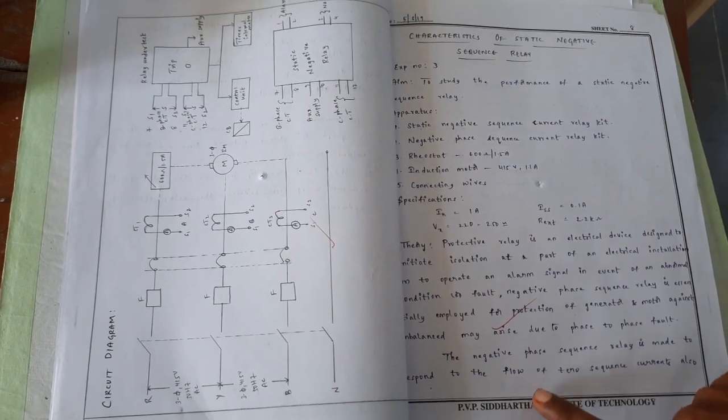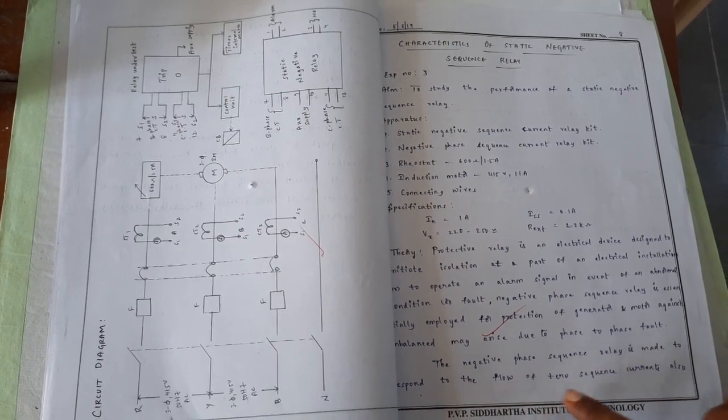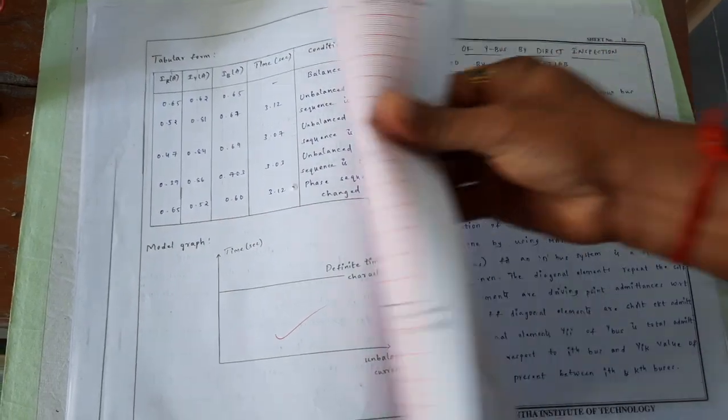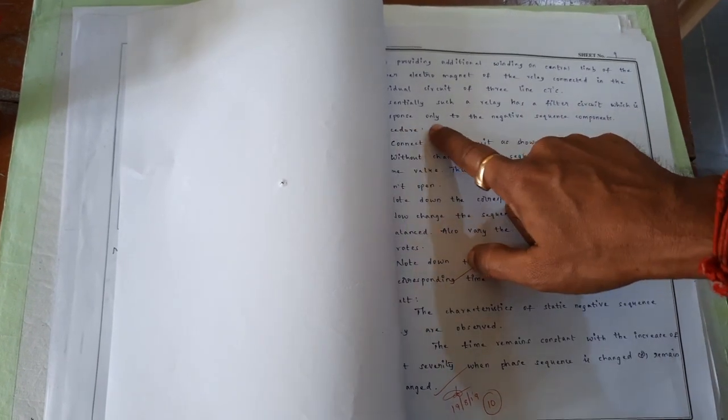The main aspect with respect to the negative sequence relay is that it is made to respond to the flow of negative sequence current. And another important aspect is that the relay has a filter circuit which responds only to the negative sequence component. This is the major point of this experiment.